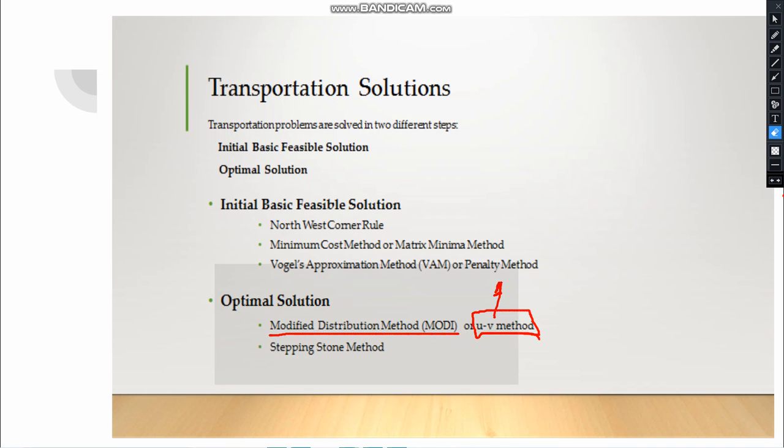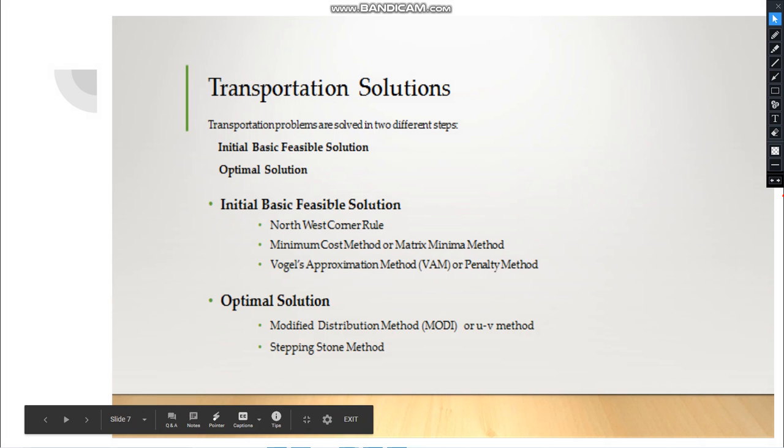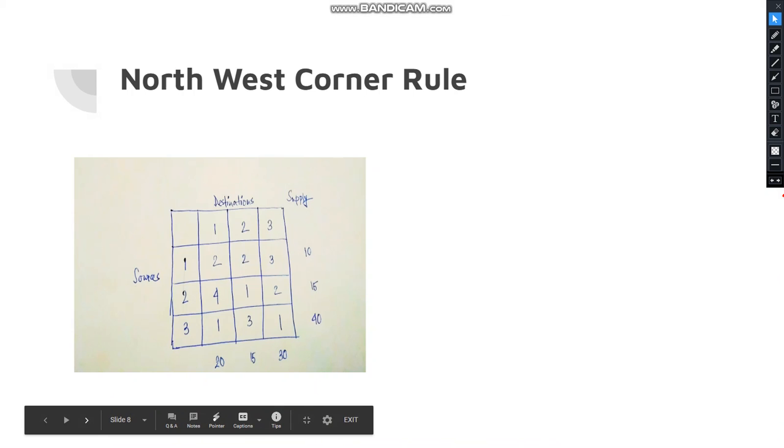Okay, so we'll now be solving some problems, trying to find the initial basic feasible solutions using the northwest corner rule, the minimum cost method, or the VAM or penalty method. So let us move on to the next part. Let us move on to the problem which we will solve by the northwest corner rule.